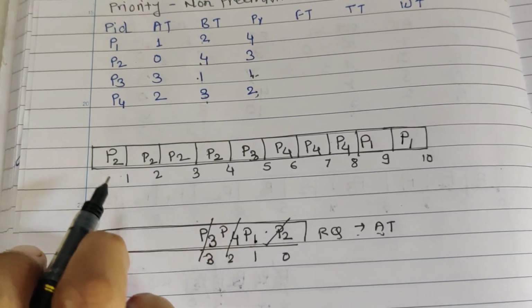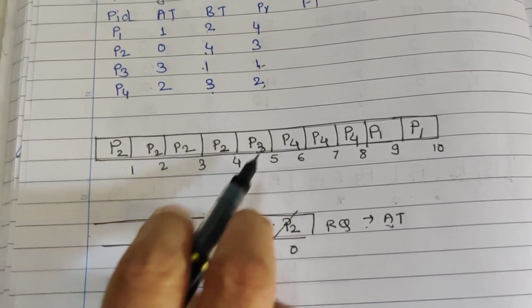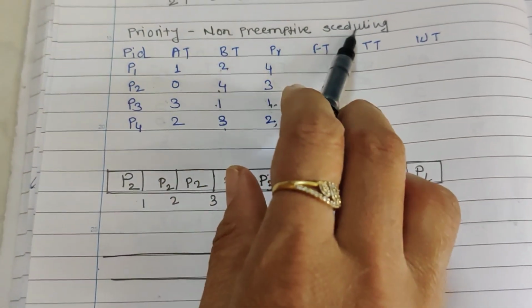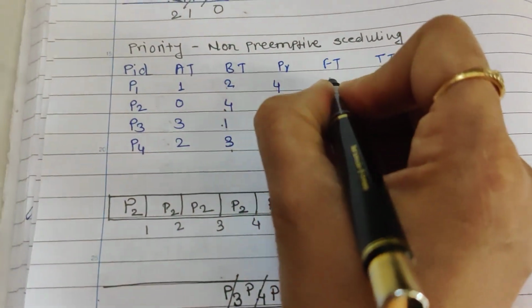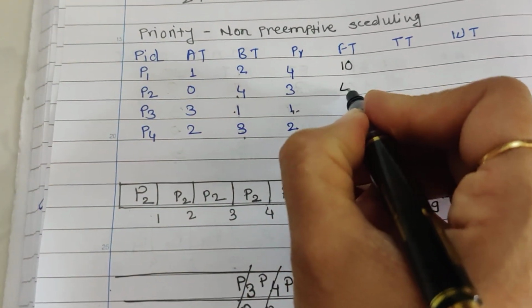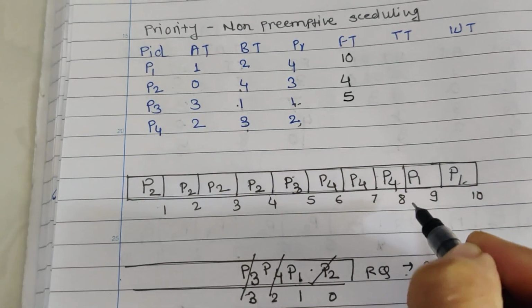Every process must complete its execution before the remaining processes can start theirs, due to the non-preemptive approach. So now just put up the values. P1 with the finish time as 10, P2 with the finish time as 4, P3 with the finish time as 5, and P4 with 8.